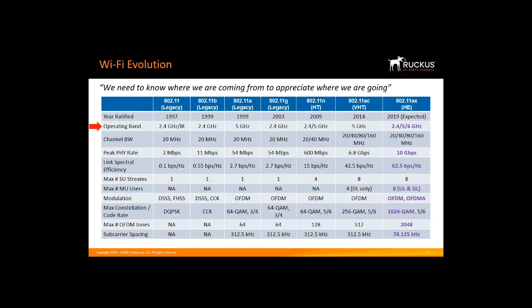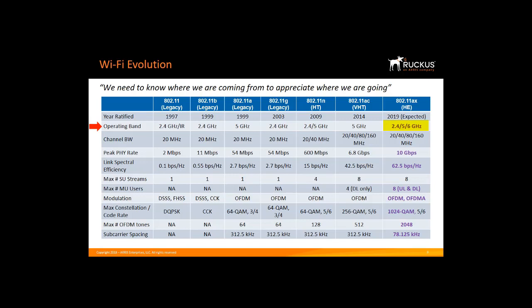The standard started with 2.4 GHz. Then with 11n, it supported both 2.4 and 5 GHz. 11ac only supported the 5 GHz band because the thinking was to encourage people to move towards 5 GHz because it was a much cleaner frequency. With 11ax, both 5 GHz and 2.4 GHz are supported.